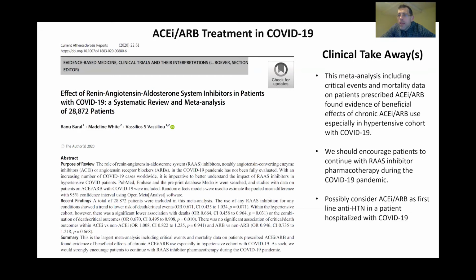So it appears that since the virus gets into the body via the ACE2 receptor, blocking the ACE receptor might have some beneficial effects. And so perhaps at this particular time, we should encourage patients to continue with their RAS inhibitor pharmacotherapy during the COVID-19 pandemic, and maybe even take it one step further. Say if an individual is admitted to the hospital with new onset hypertension, or they haven't been treated for hypertension before, perhaps we should be considering ACE inhibitors or ARBs as our first line antihypertensive treatment in the hospital and in the ICU if that individual has COVID-19.